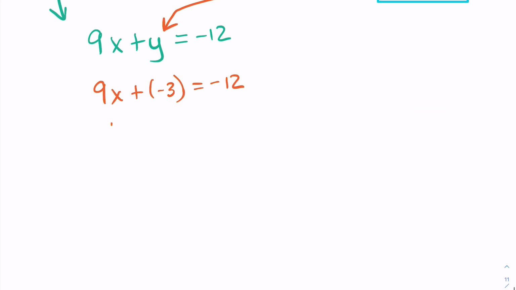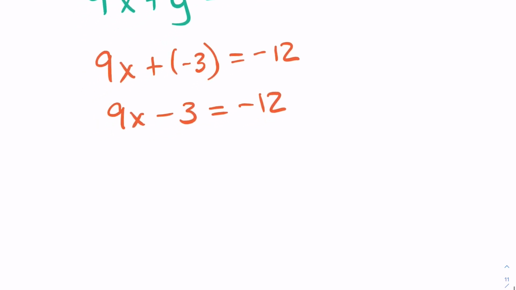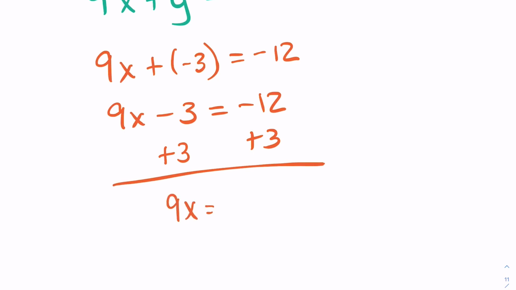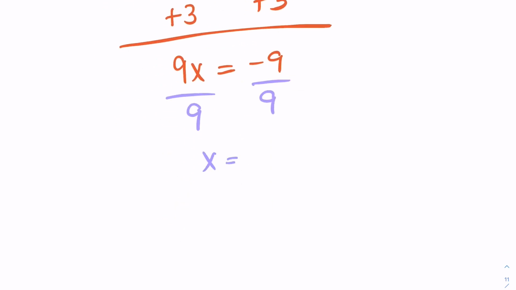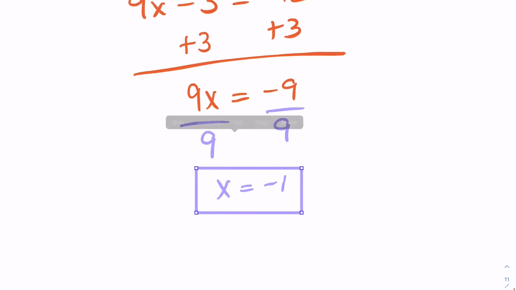So here I have 9x minus 3 equals negative 12. And I'm going to add 3 and add 3. And I get 9x equals negative 9. And lastly, what do I got? I'll use purple. I divide by 9. I get x equals negative 1. All right. And that's it.